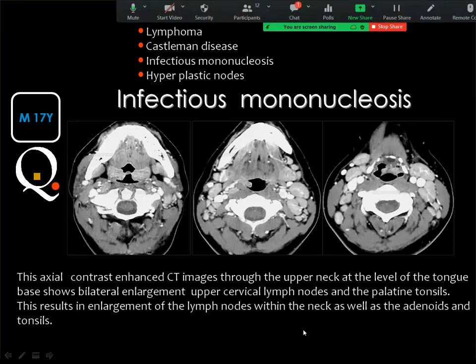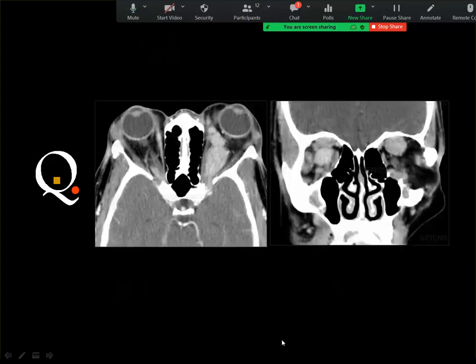And actually, in cases of infectious mononucleosis and Castleman disease, you get a significant contrast enhancement of homogeneously enhanced lymph nodes. Lymphoma does not enhance like this. And you can also see the enhancement pattern of the tonsils, which is one of the common sites to be affected by infectious mononucleosis.